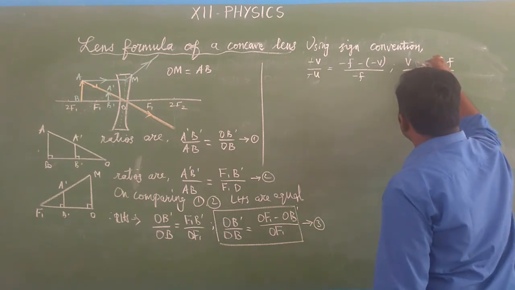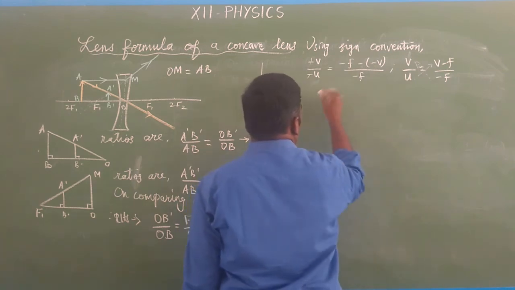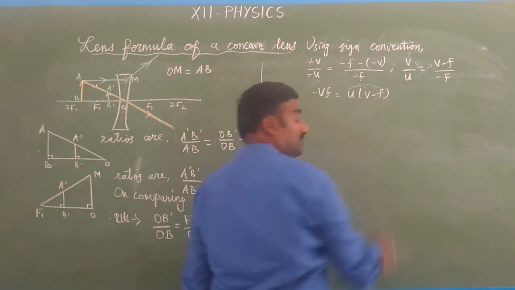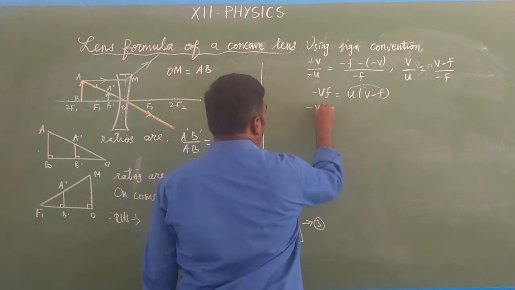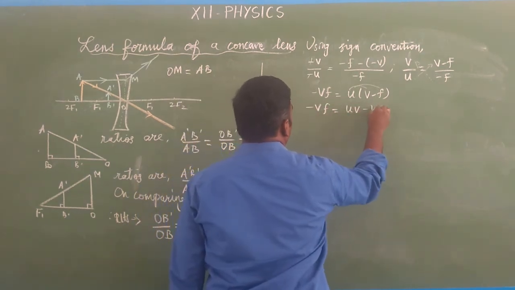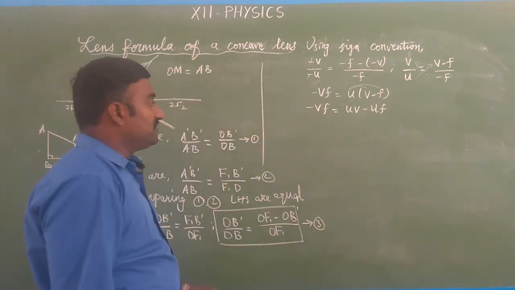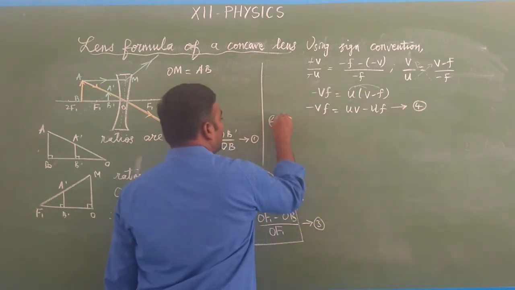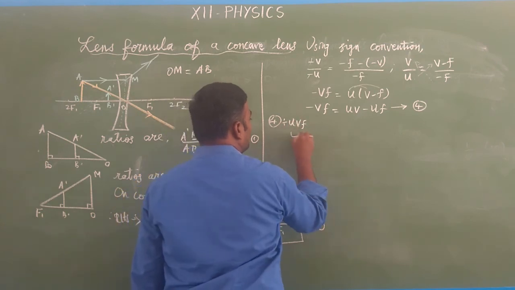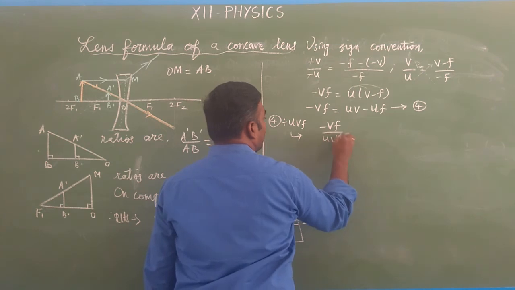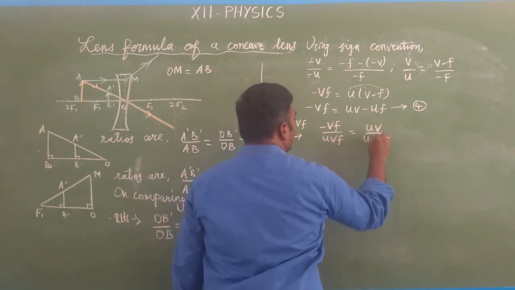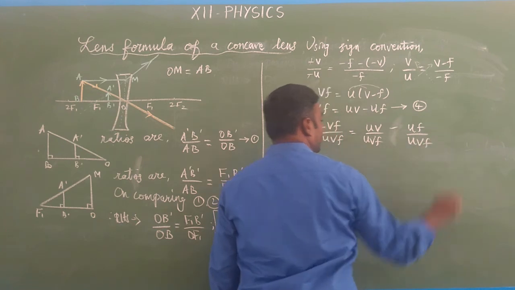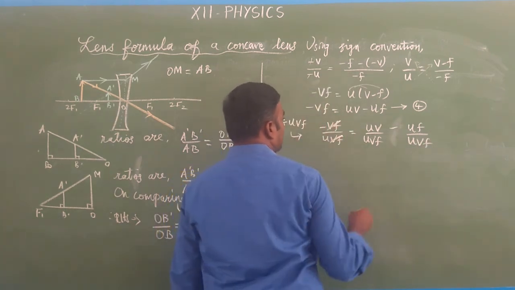Next step, using cross multiplication, what will you get? Minus Vf is equal to U into V minus F. This U is common for both the terms now, so multiply further inside. Therefore, minus Vf is equal to UV minus Uf. This is equation number 4. What is the next step? We are going to divide this equation commonly by UVF. Dividing equation 4 with UVF, what will you get? Minus Vf divided by UVF is equal to UV divided by UVF plus minus UF divided by UVF.